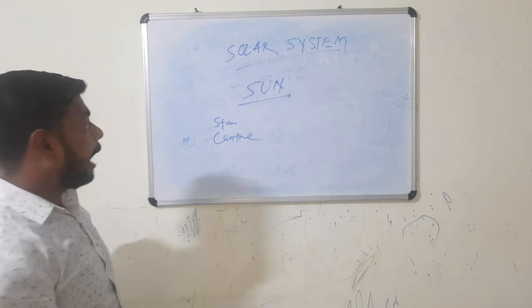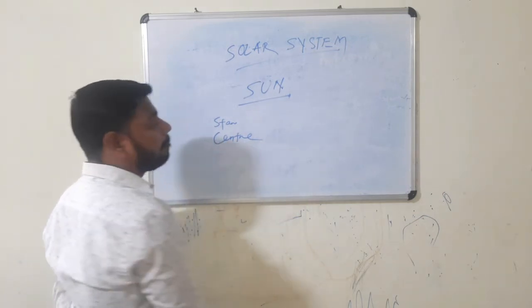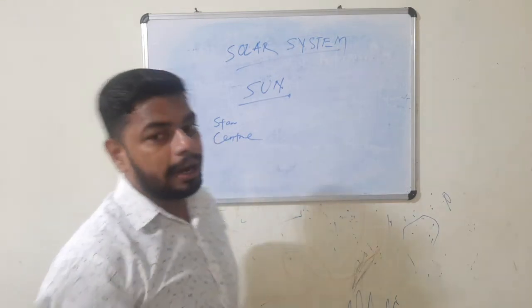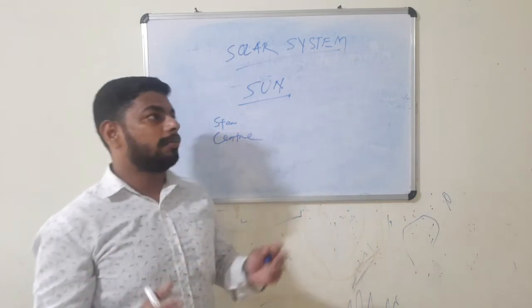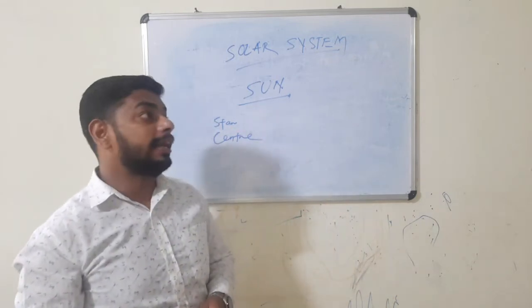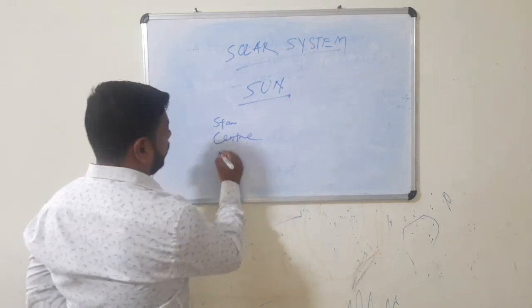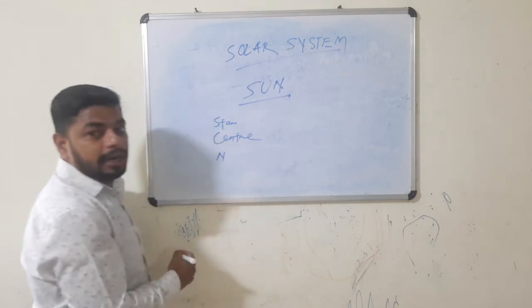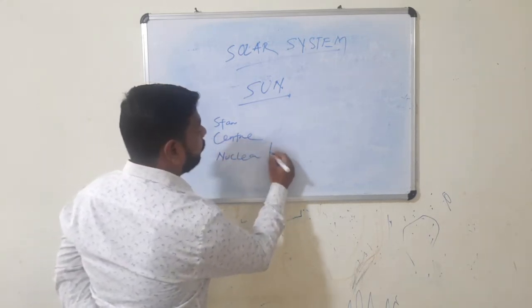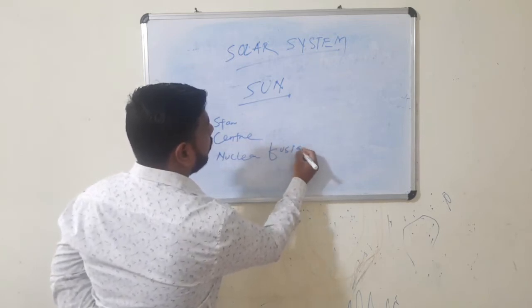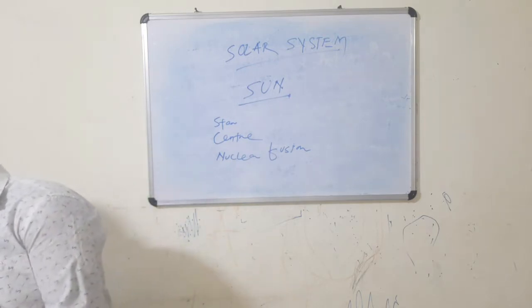It is a hot ball of gases, mainly made up of hydrogen and helium, and it generates a huge amount of light and heat. There is a process by which the sun generates its heat, light and magnetic field, named nuclear fusion. Please note it, dear students.